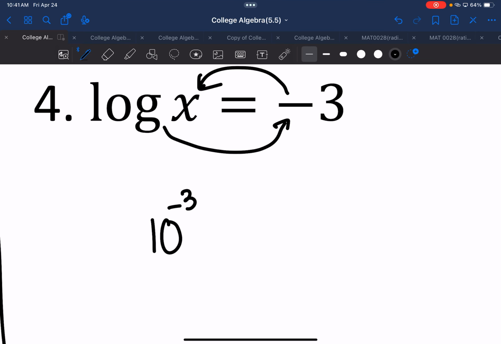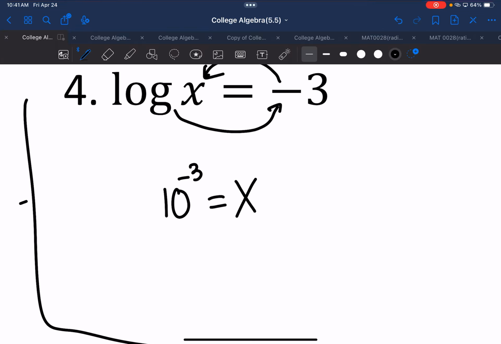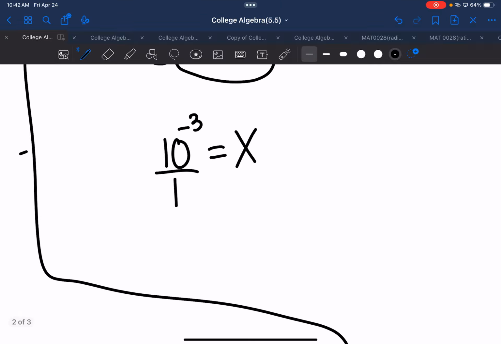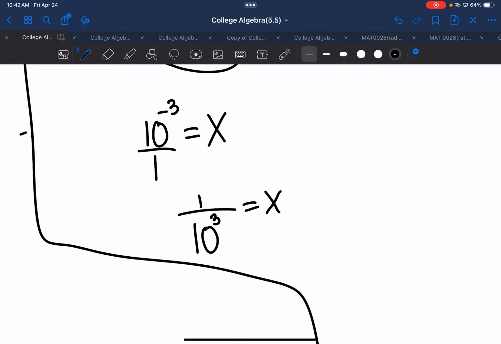Okay, and then I need to rewrite this because it's a negative exponent. So I can put it over 1, flip it, and once I flip it, the 3 becomes positive. And then 10 cubed is 1,000. So 1 over 1,000 is the answer.